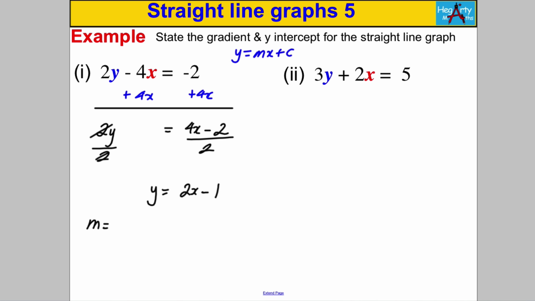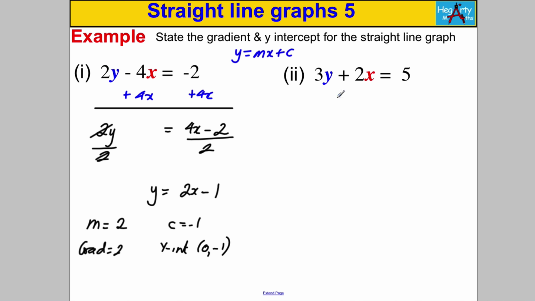So we have m is equal to 2, so the gradient is 2, and we have that c is equal to negative 1, so our y-intercept is going to be 0, negative 1, and we're done. Same here, I'm sure you're getting the idea.